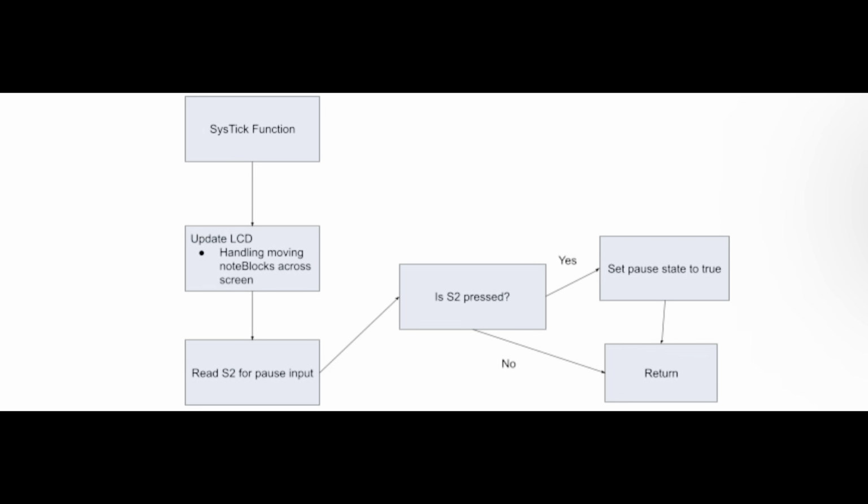For the SysTick function of our level 1 implementation, we have a new function inside of SysTick, which is update LCD. This update LCD will be called every time the inner for loop inside SysTick loops, and it will update all of the note blocks on the LCD and make them so that they are moving across the screen. And once it does that for each and every block, it'll just return, and it'll resume the normal behavior described for the SysTick function in level 0.